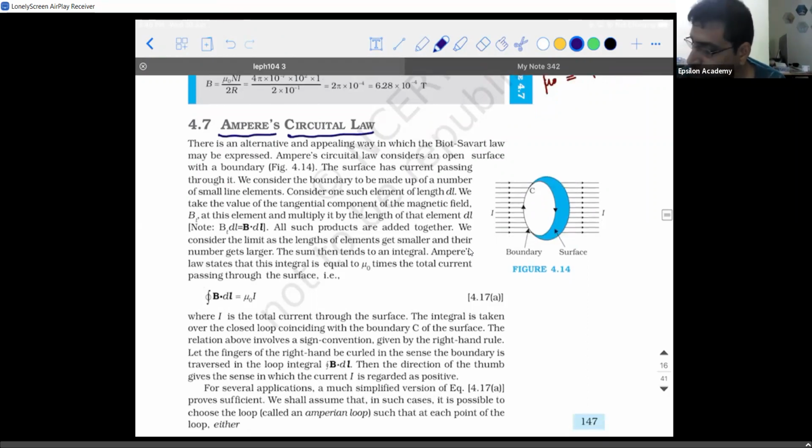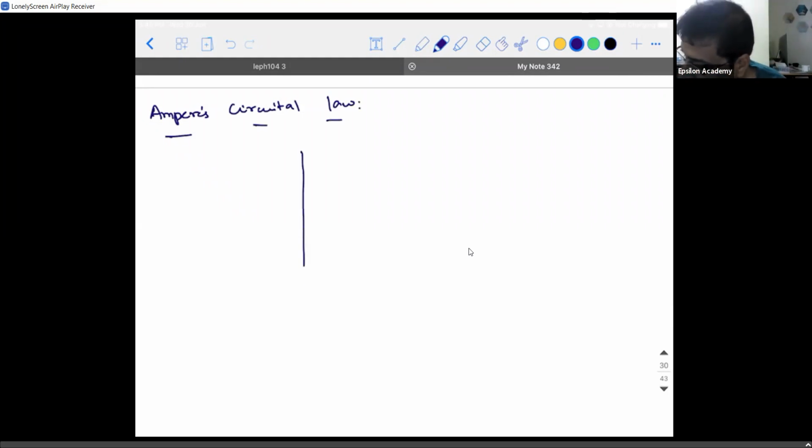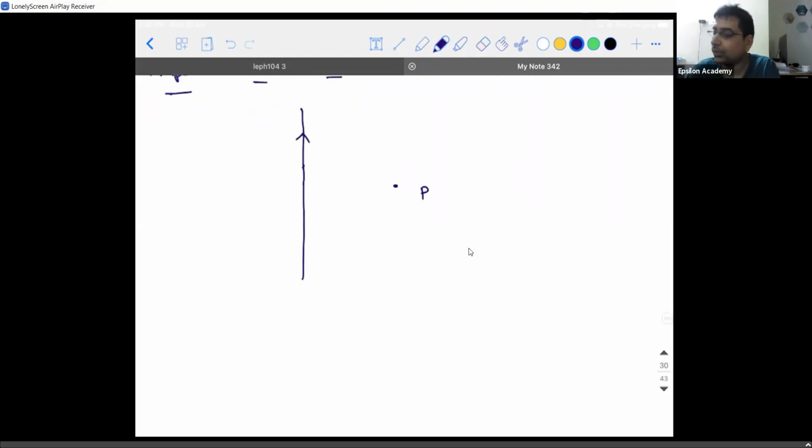Suppose, write down the heading as Ampere's circular law. Okay. Suppose you have a current carrying conductor due to which you need to calculate the field at a given point P. Okay, then there are certain steps to be followed. I'll tell you those steps, then I will tell you what that law is. If you have a current carrying conductor and you have a point at which you need to calculate the field, suppose the current carrying conductor is symmetric in nature.